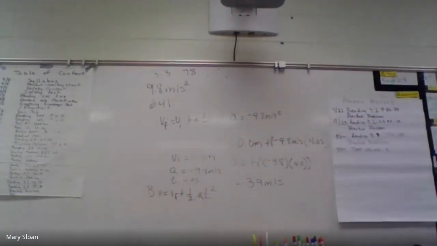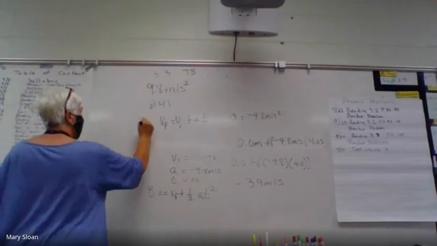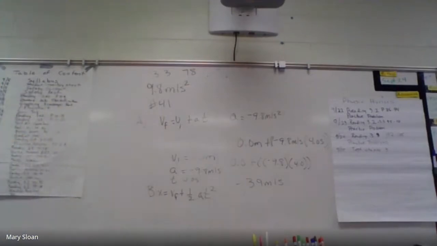Do we have everything now? It's okay, that's why I left it up for you. So this is B, on the same page. This is A. So if we look, our velocity final would be negative 39, plus half of 9.8 times 4.0 squared. Exactly. So this right here was our velocity final.